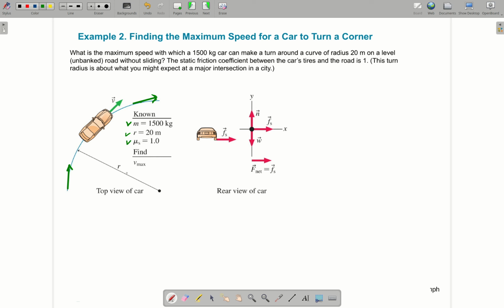The static friction coefficient is 1. Now, if there is no slide, the friction is static friction. And in these types of situations, the force that generates this uniform circular motion is always the friction force. And if there's no slide, then it's always a static friction force. And that will be our F net. There's an a towards the center. We take that as positive. And there are no other forces along the horizontal here. So we apply F net equals ma.